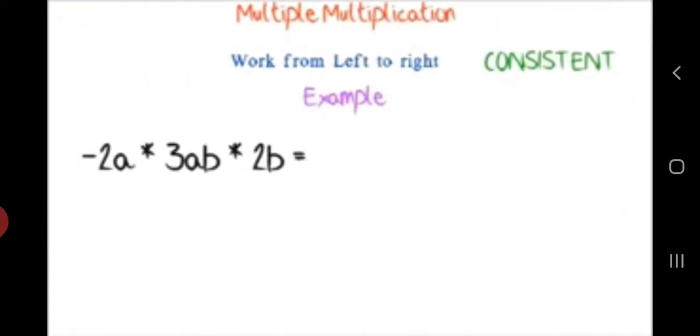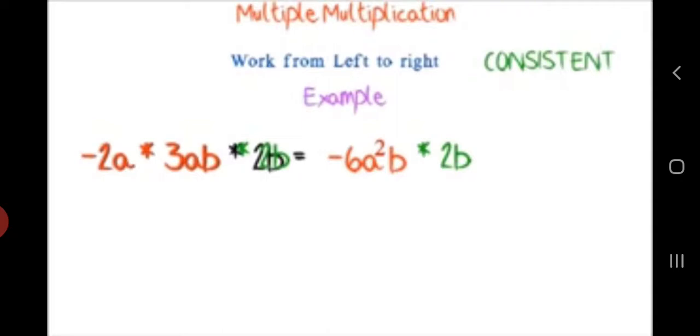Coming to another example, minus 2a into 3ab into 2b. So the work will be from left to right. We first multiply the two terms which are on the left side. So minus 2a into 3ab is equal to minus 6a square b, and the 2b remains as usual.